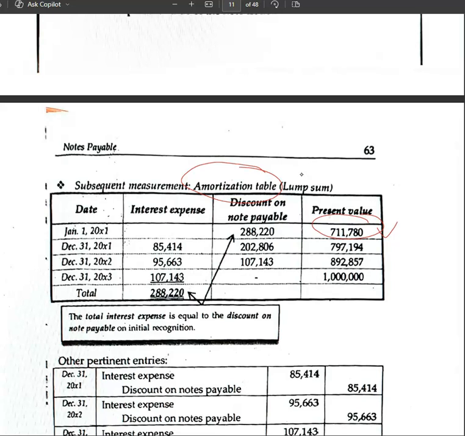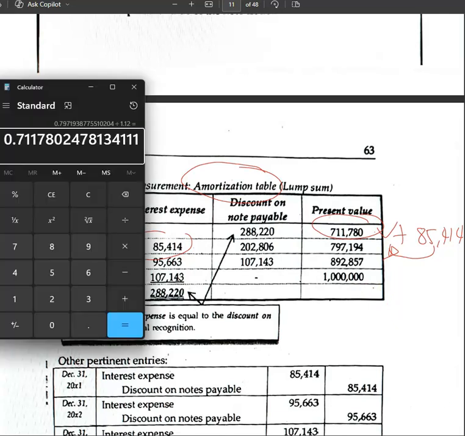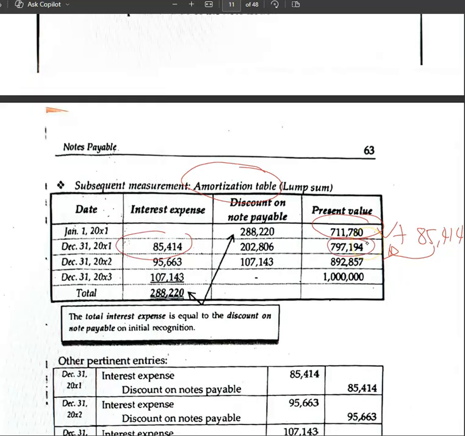Okay. Now, second is this present value is to be multiplied with this one, 85,414. Okay? Ang effect nito, ito na yung interest expense natin. The interest expense, pagdating sa mga may discount o note payable, idadagdag yan dito sa beginning. So, itong 711,780 plus the interest na 85,414, it will give us this amount. So, try natin. 711,780 plus 85,414. Yon. 797,194. And do the same process on the next year.